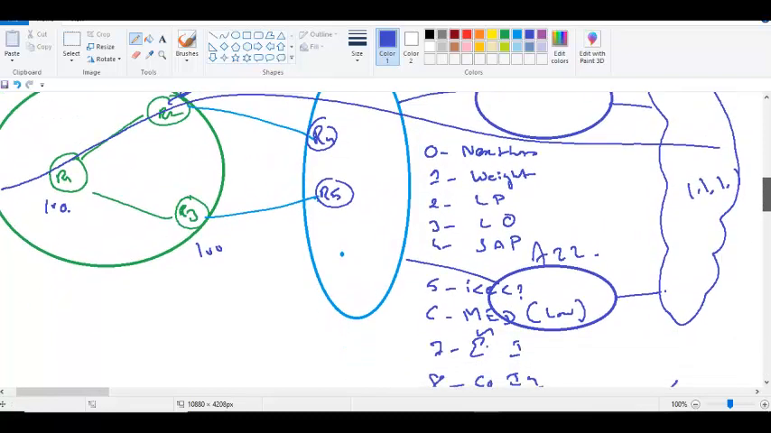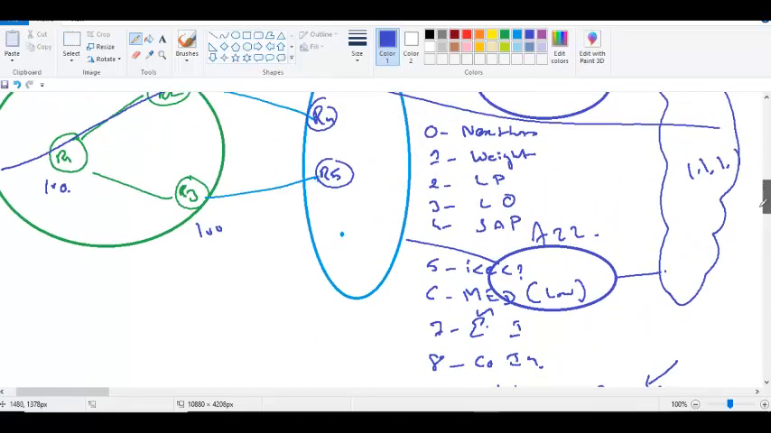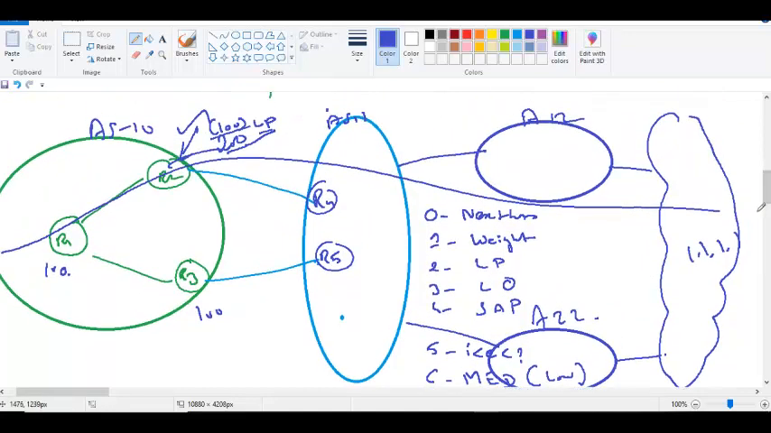You remember yesterday we learned that this router will advertise this router's address as the next hop. So router 1 will learn about 1.1.1.1 with the next hop address of router 4. Can router 1 reach router 4? No, sir. Router 4 is a different autonomous system. How does router 1 know about this subnet here?